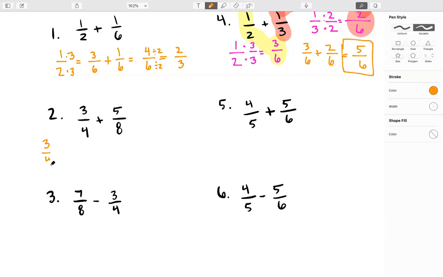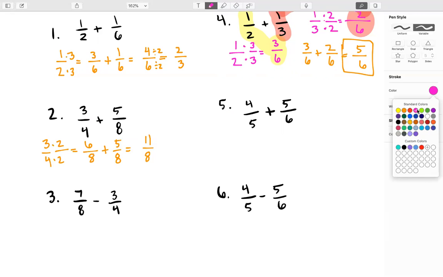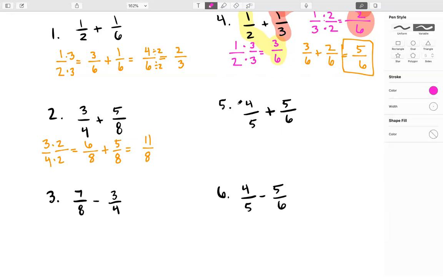We'll go 3/4 times what? 2. 3 times 2 is 6. 4 times 2 is 8. Just rewrote 3/4 as 6/8. Totally legal. Plus our 5/8. Now, can we add the fractions? Yes, because we have a common denominator. 11/8.